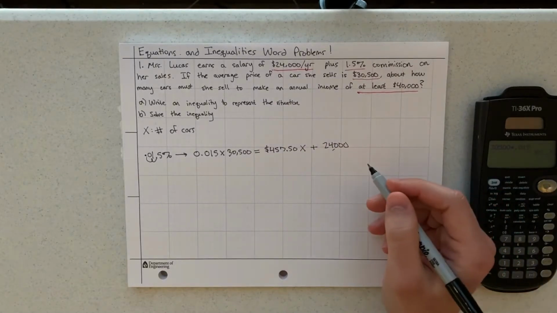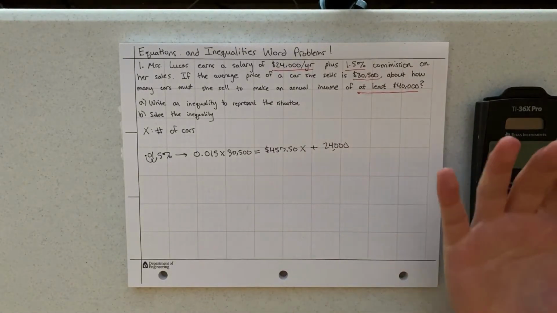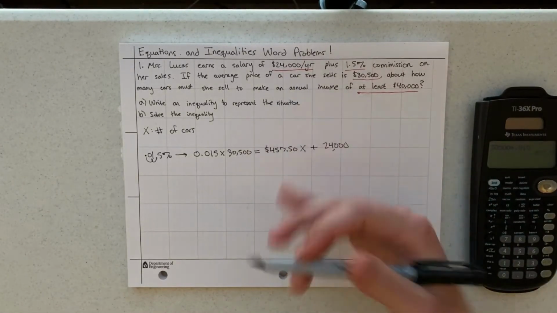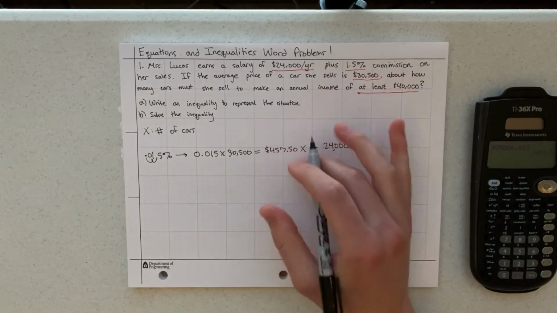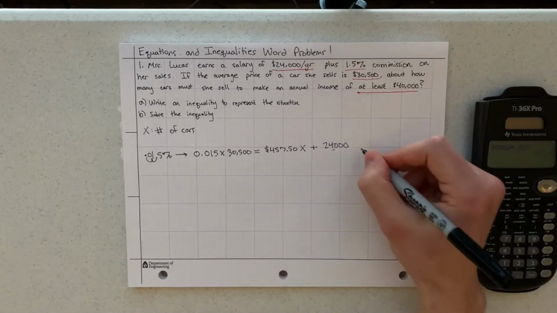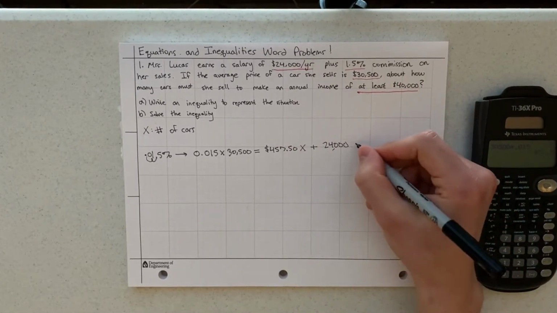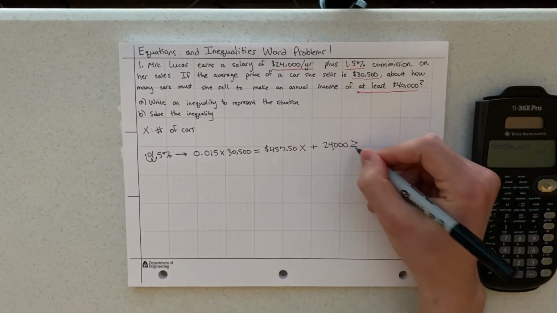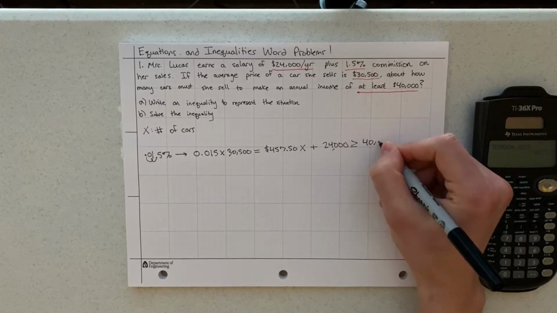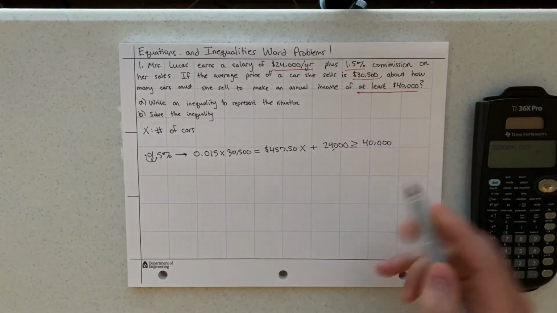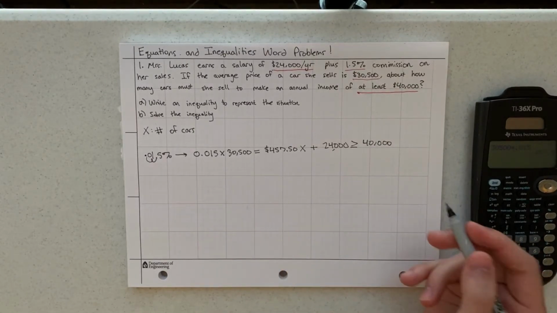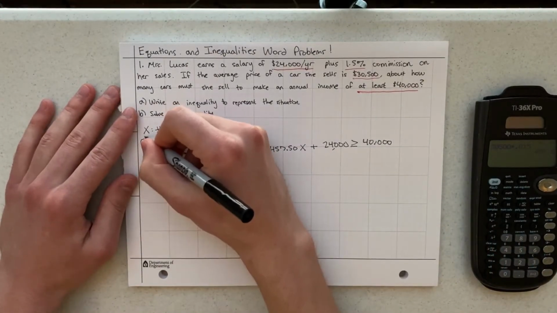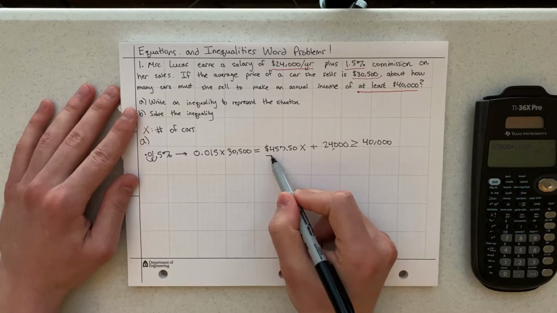And a salary is basically, when you're a salesperson, just how much you make at being employed there, and then you get plus how much commission you make depending on how much you sell. And that number needs to be greater than or equal to $40,000, because at the very minimum it has to be $40,000, but it can be greater than that. So this is our answer to A right here, this inequality.